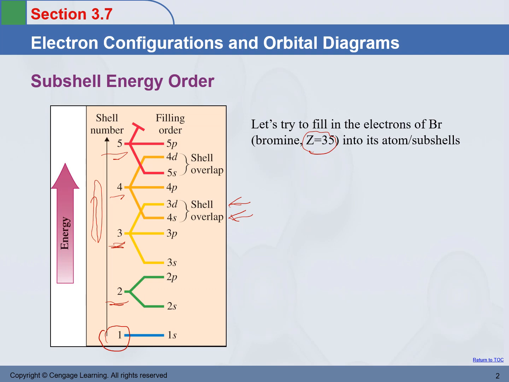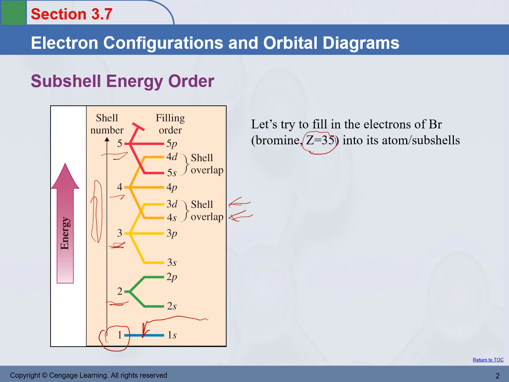Let's see what are the subshells that are occupied by those 35 electrons. We're going to do this together. All right, the first electron comes in. Where is it going to go to? Of course, it's going to go to shell 1, subshell 1s. We fill in the subshells from the lowest energy level.